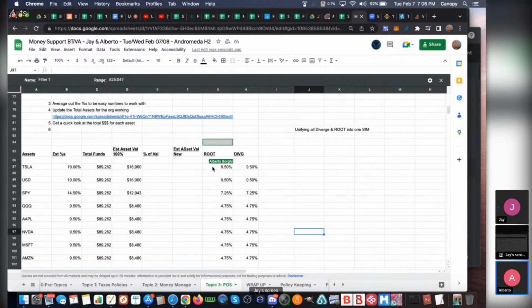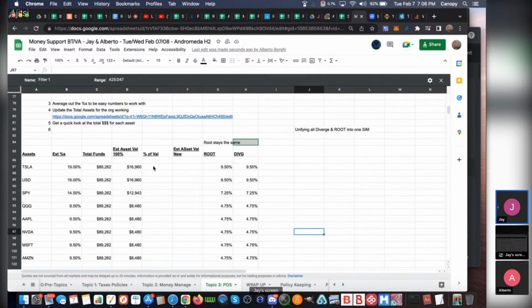So the question for diverge is, what will be the percentage for diverge, basically between 0 and 100%? We have 9.5% for Tesla, and the question would be how much of that 9.5% do we want to keep? Yes, how much we want to keep of this 9.5% here.